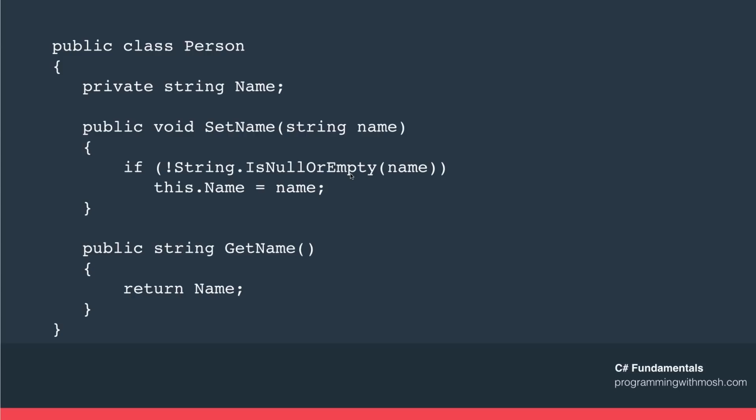In terms of naming convention in C#, we have two naming conventions. One is called Pascal case, the other is called camel case. With Pascal case, the first letter of every word should be uppercase, like the person here, or name, or set name. Note that the first letter of every word is uppercase. With camel case, the first letter of only the first word is going to be lowercase, but the first letter of every word after that is going to be uppercase.